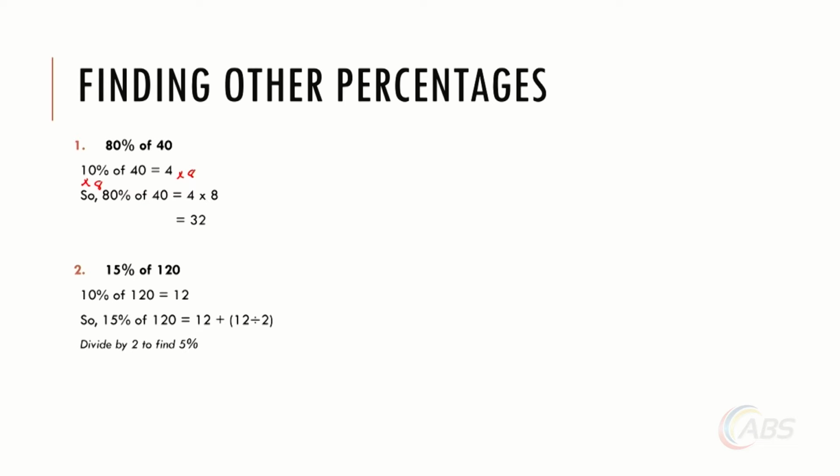So we divide by 2, and half of 12 is 6, which you'll see there. So we had to add our 10% plus our 5%. Our 10% was 12, and our 5% was 6. Now that we have that, 12 plus 6 is 18.